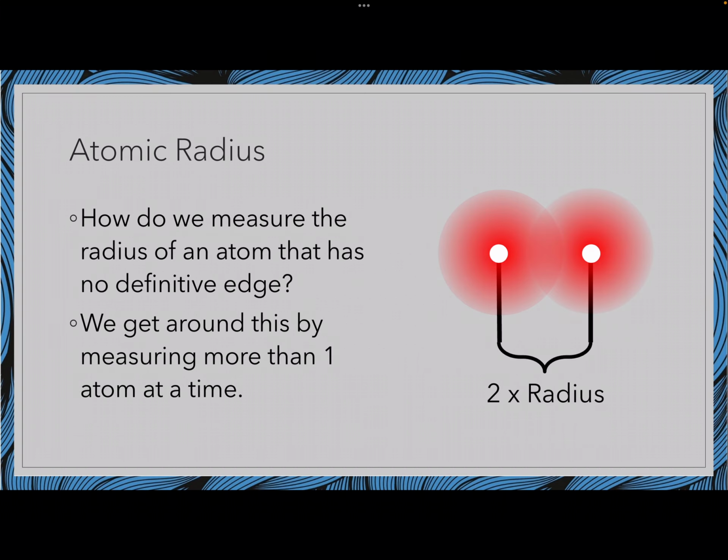So firstly, how do we measure the radius of an atom that has no definitive edge? Okay, so while we do say things are in shells, it is kind of fuzzy. It's not a hard shell. So how do we measure that? Well, we just measure the distance between two atoms in a solid. Okay, so the distance between the center of two atoms is 2 times the radius. So we take half that value and that gives us our radius.